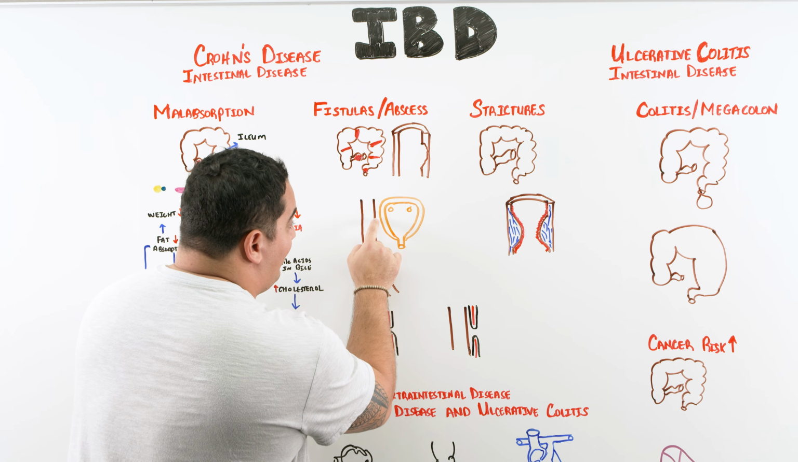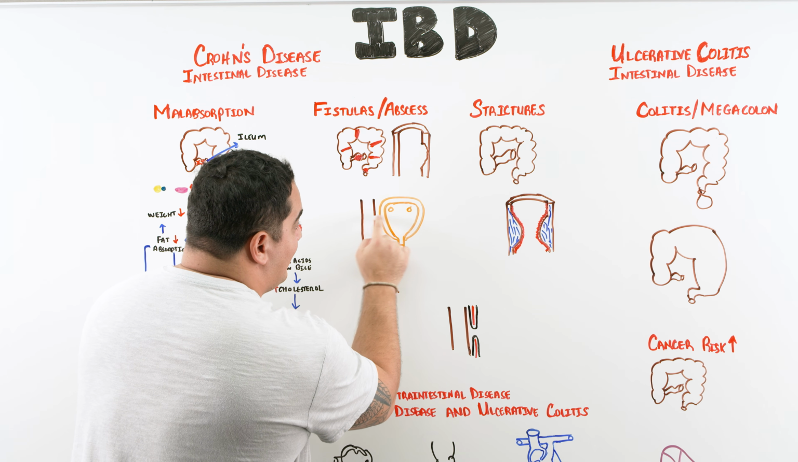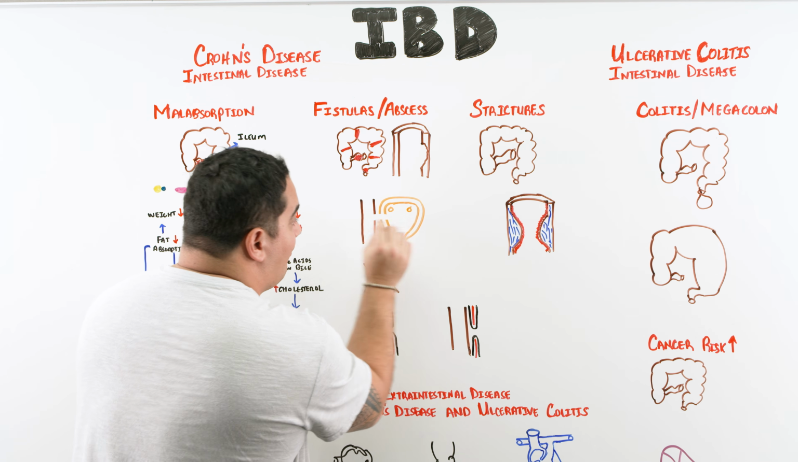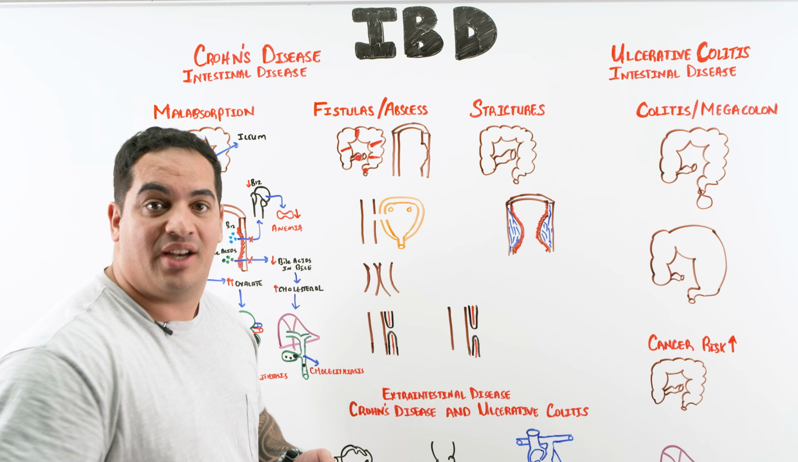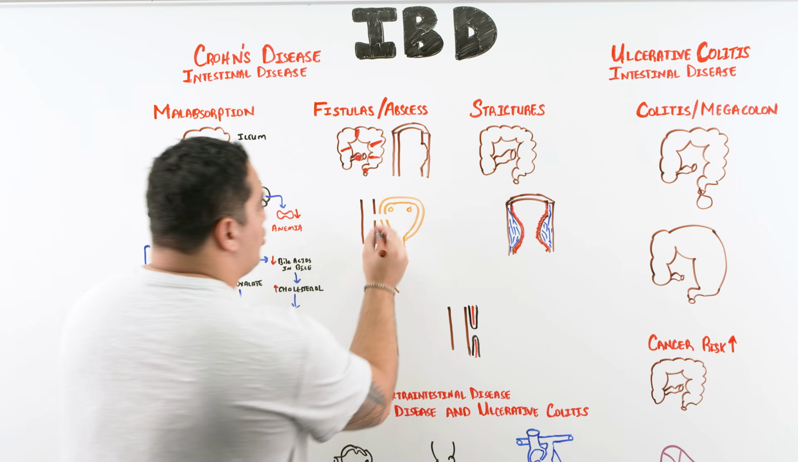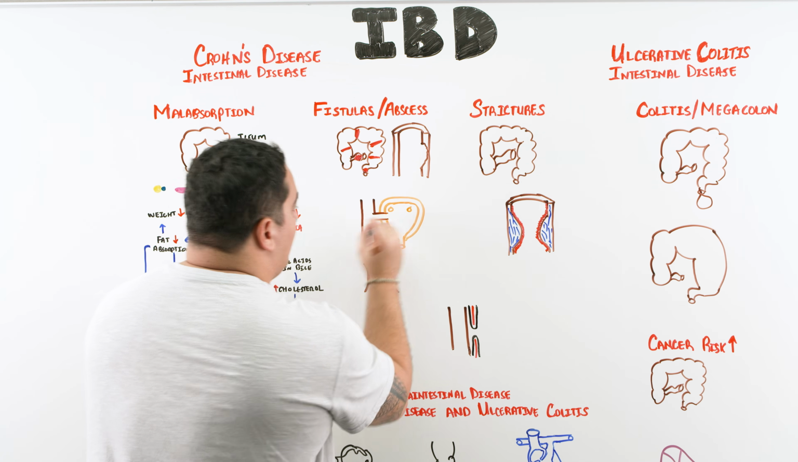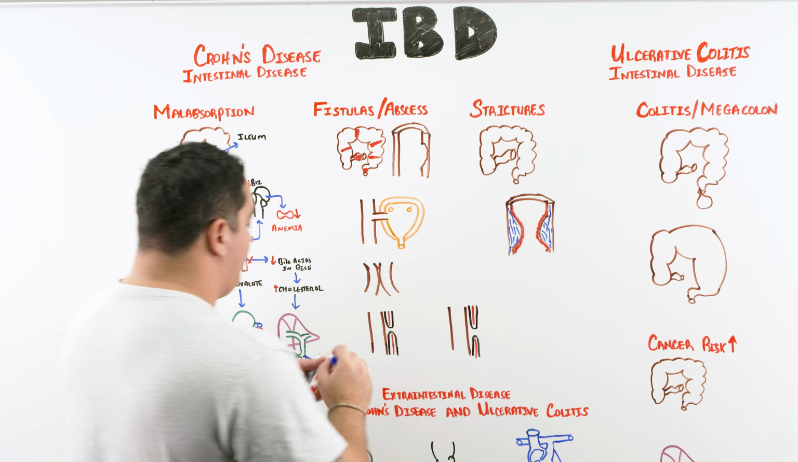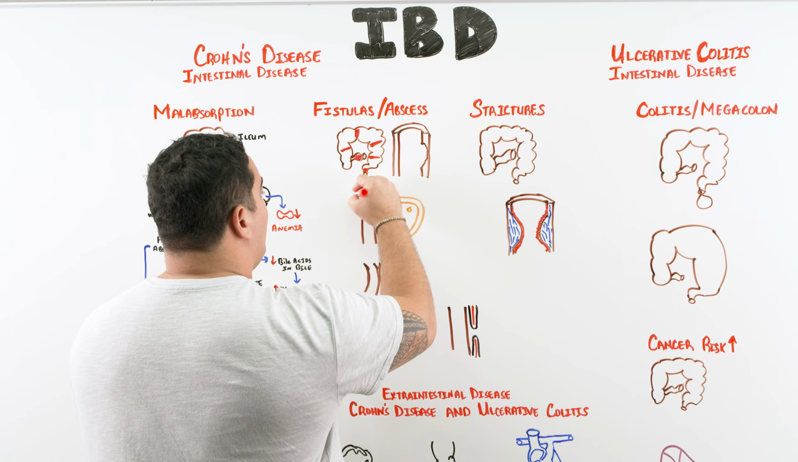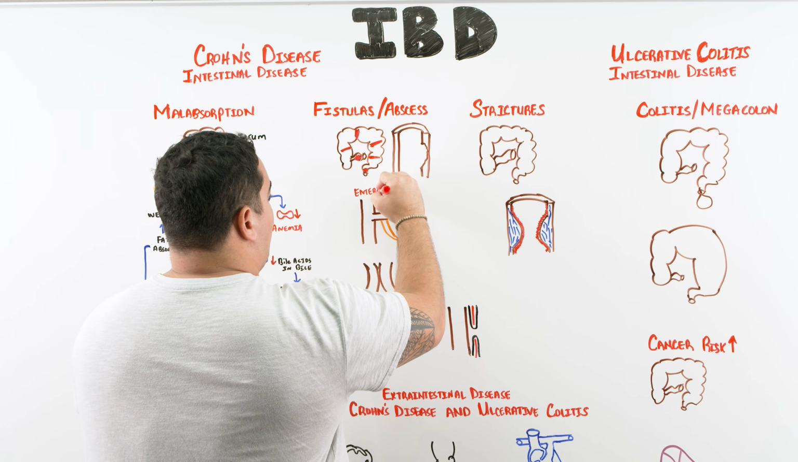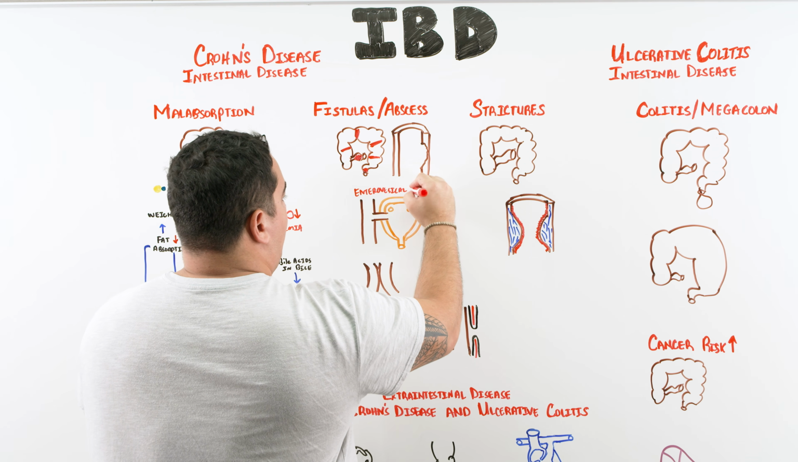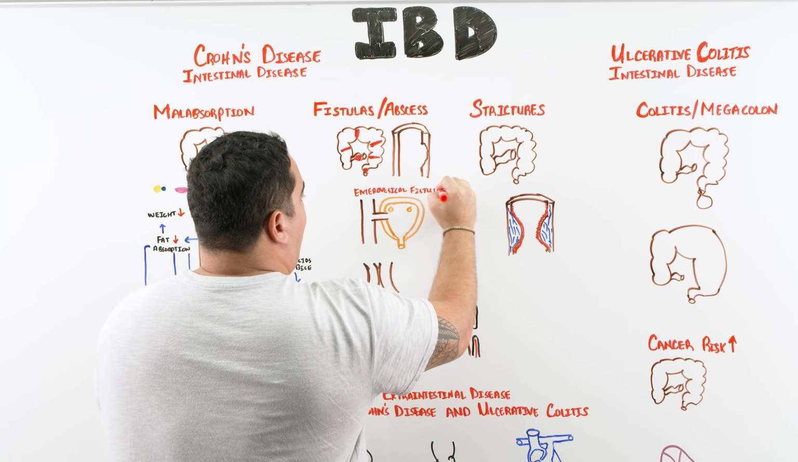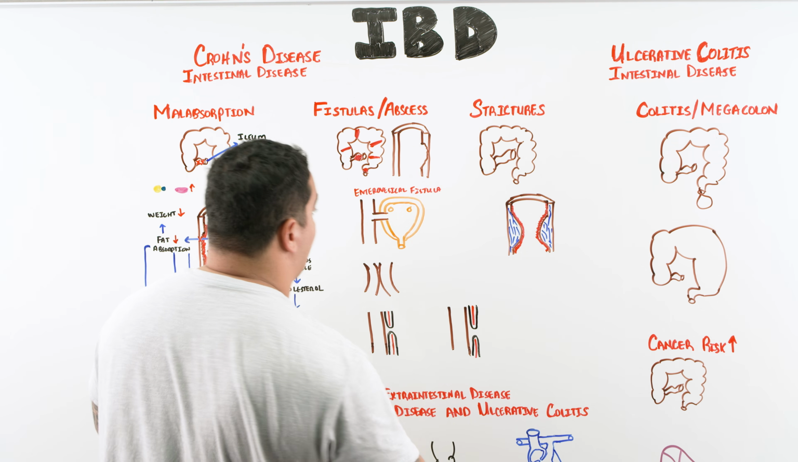Problem is that when I do that, I can create these little tracts that connect and form a tract between other organs nearby. So what if I form a tract that actually occurs between the bowel and the actual bladder? This is called an enterovesical fistula. And the problem with this is literally what it sounds like.